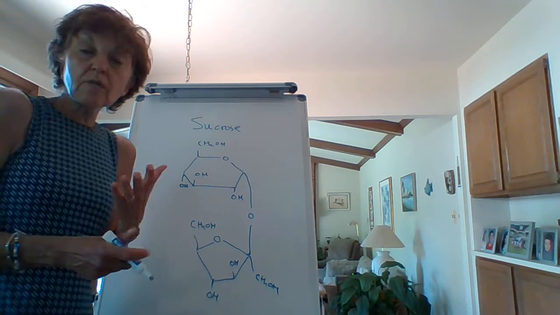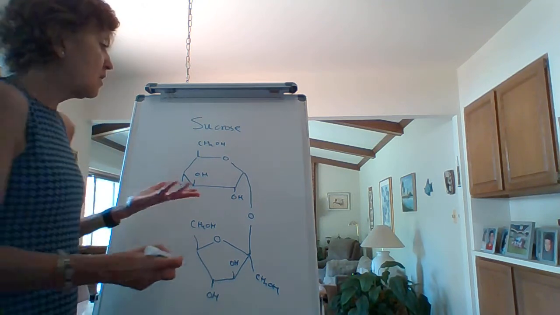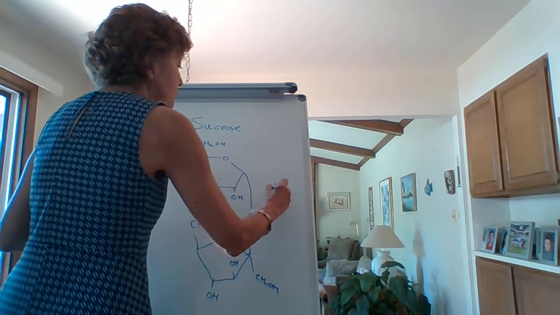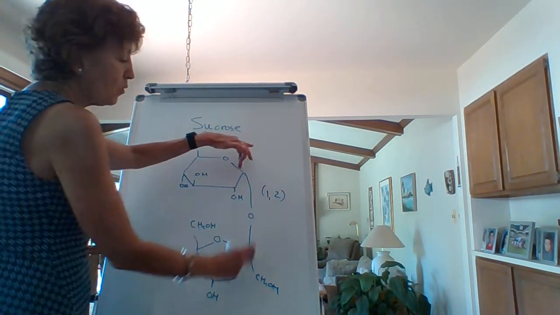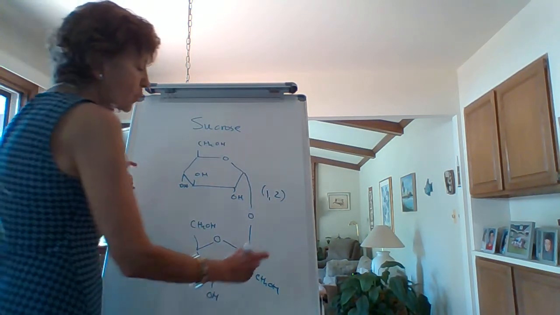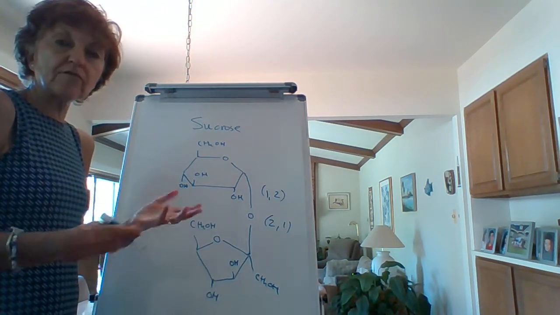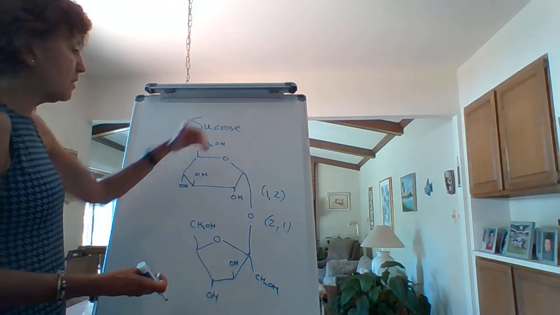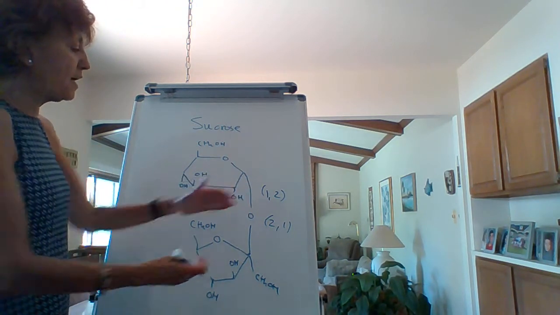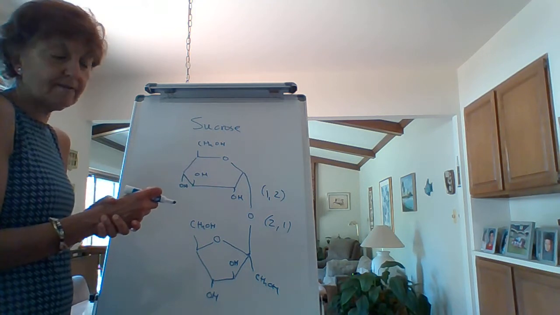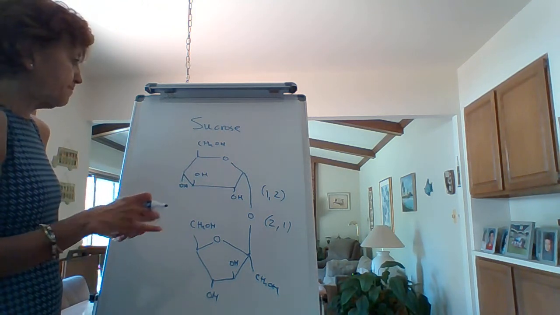So the glycosidic bond of sucrose is not usually called alpha or beta. It's called a 1,2 glycosidic bond, or a 2,1 glycosidic bond. We don't normally give it an alpha beta terminology because looking at it this way, this would be alpha. Looking at it this way, it would be beta. So we just do 1,2. All right. Good.